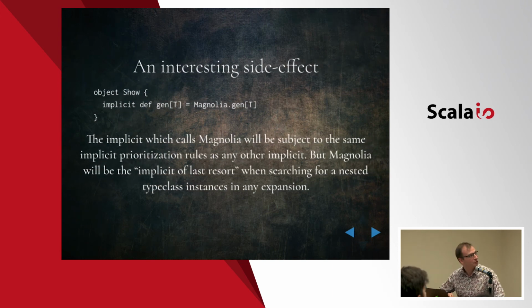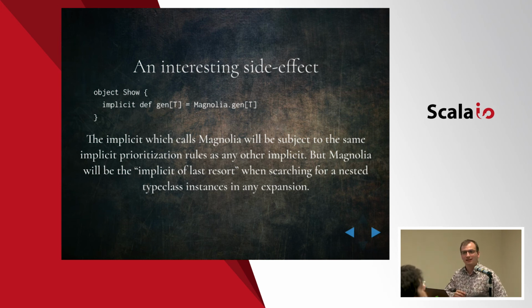There's only a couple more slides. There is a slightly interesting, I think useful side effect of this approach of aborting nested recursions, nested invocations of Magnolia, which is that our implicit prioritization rules aren't so complicated.